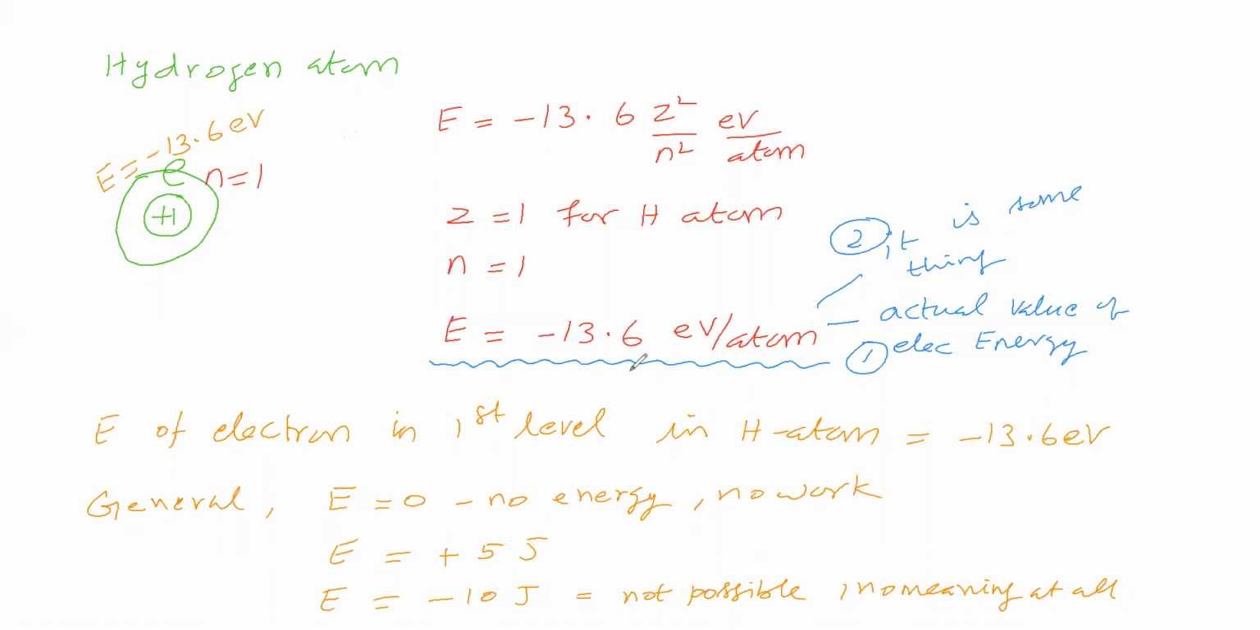So like that, does minus 13.6 electron volt per atom indicate the actual value of the energy of the electron? We have to think like this, because the electron is existing. Electron is existing in the sense it should have energy or not. That you think. Electron is existing means it must have energy, isn't it?